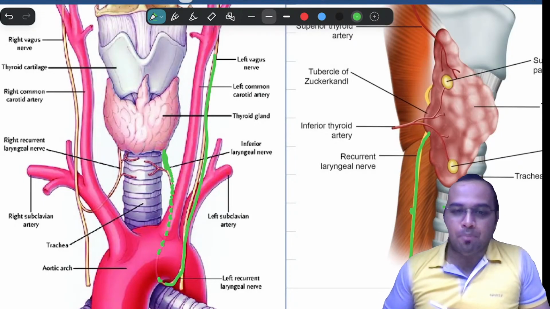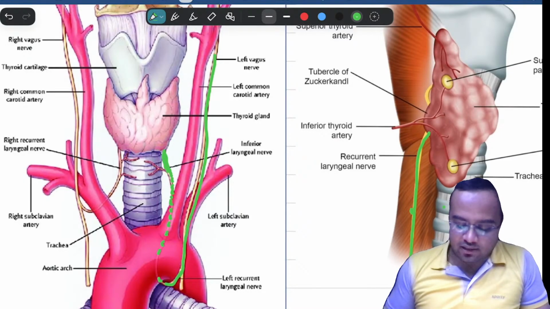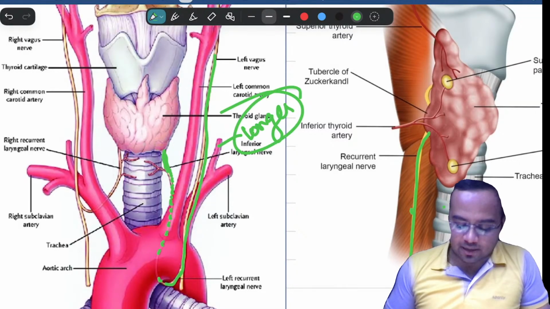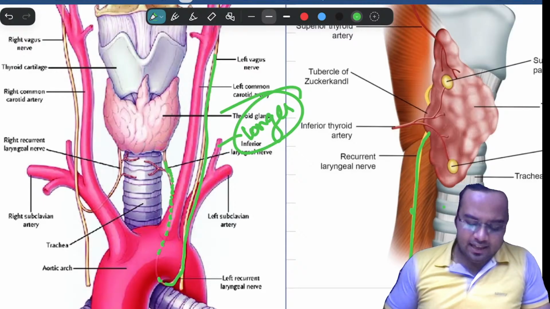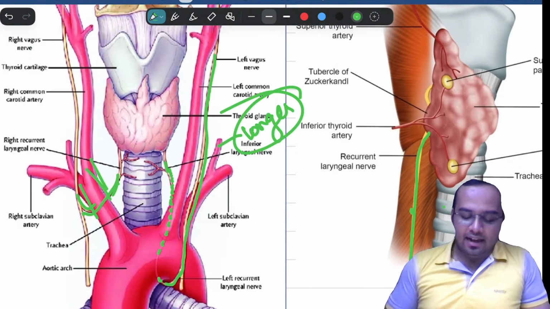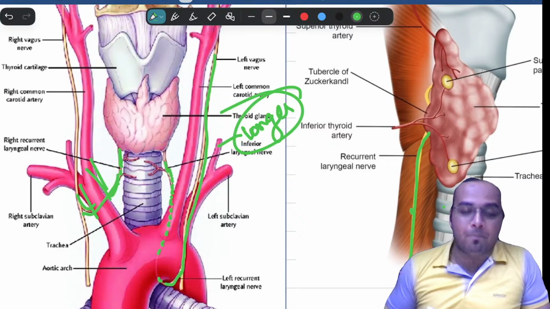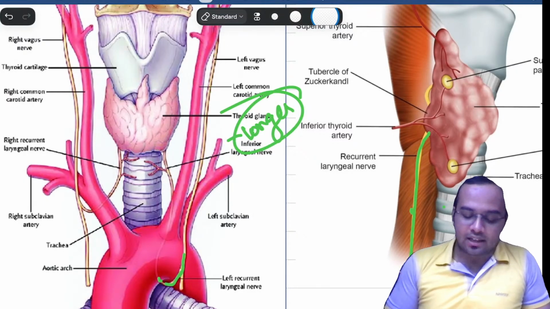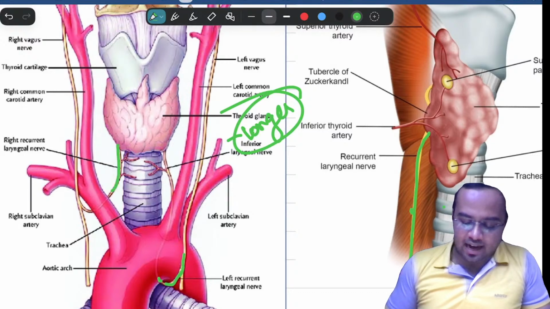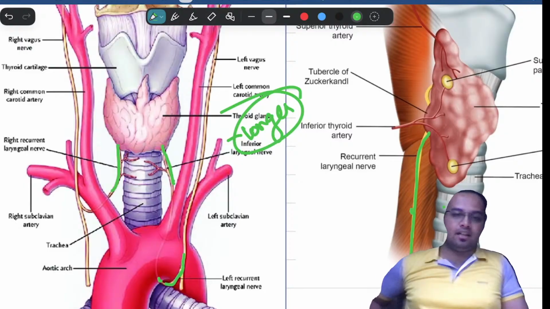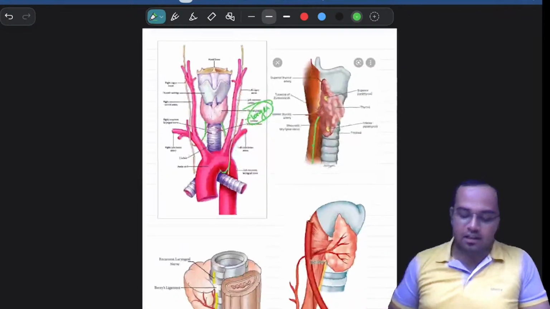What is the clinical importance of this? Always remember that the left recurrent laryngeal nerve is longer, and that is the reason its course is comparatively straight. But the right recurrent laryngeal nerve winds around the right subclavian artery, which is higher, and that is the reason this nerve is oblique in direction and not straight. So the right nerve is a bit oblique and the left nerve is more straight. And where is the landmark where you are going to find the nerve? We are going to soon see all the landmarks.